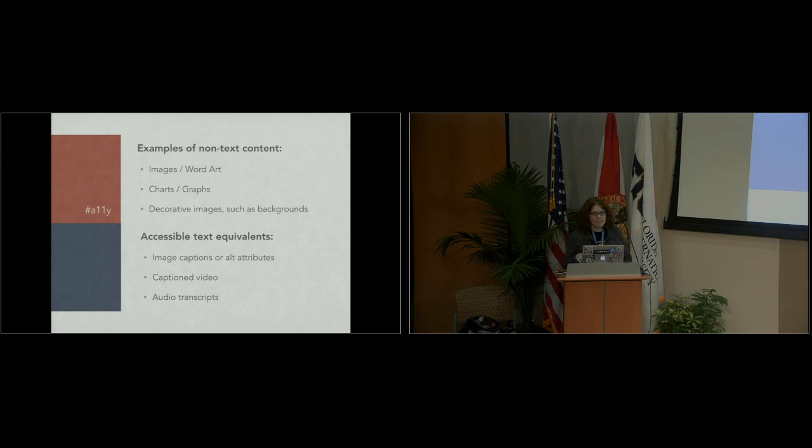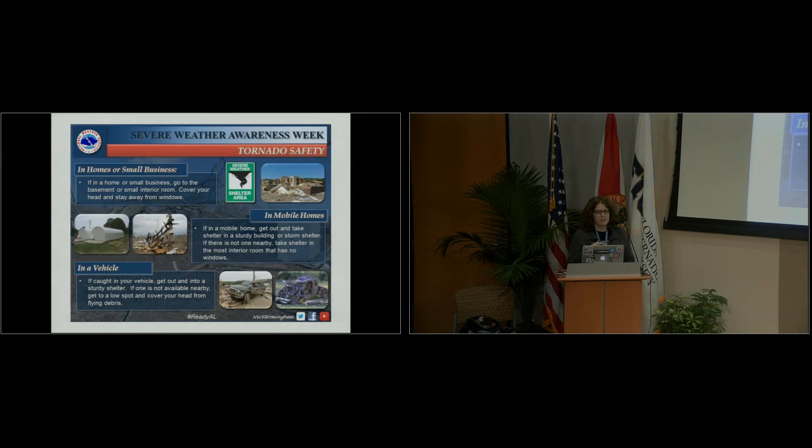A great example of this that I like to share is, I'm from Alabama, where tornadoes are a big deal. And this is actually a graphic on a National Weather Service site for us. It's basically how to be safe during a tornado. But there's no text equivalent for this. This is all text in a photo. So someone who is blind will not be able to read this information, and they're missing out on life-saving information that was not accessible to them.